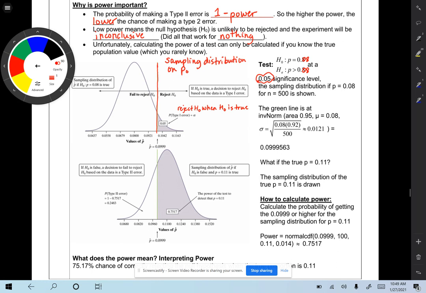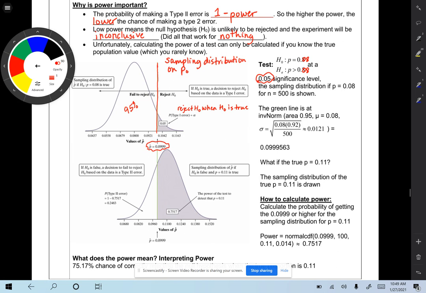And so that's what you have right here. If you have 5% there, you're going to have 95% below. And that's what we are calculating to figure out how we get this. We have to do an inverse norm. So for the inverse norm, we want the area to the left of the green line, and so the area is 0.95.